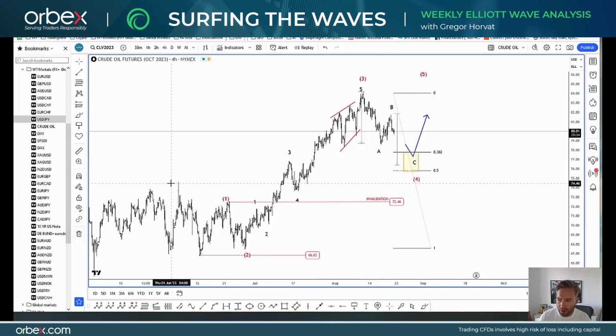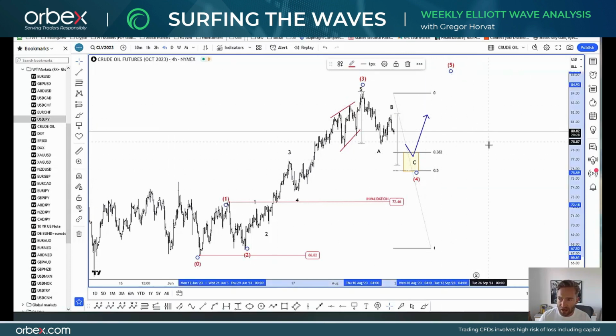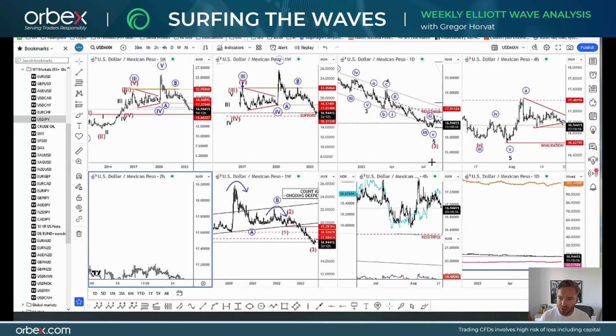But even if we already go back below 75, I would start doubting in this bullish incomplete segments. Okay, but for now, since we are looking for more short-term weakness here down into wave C, I think that this could bring also commodity currency slightly to the downside. So I'm watching here dollar Mexican peso.